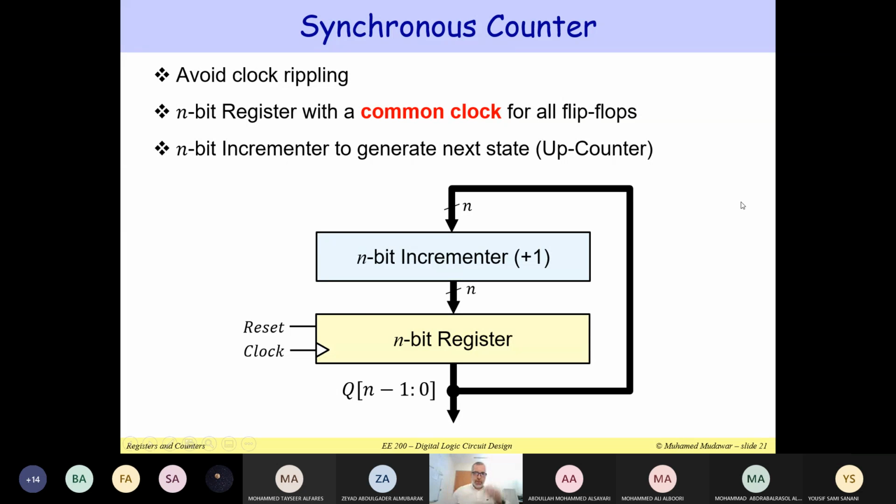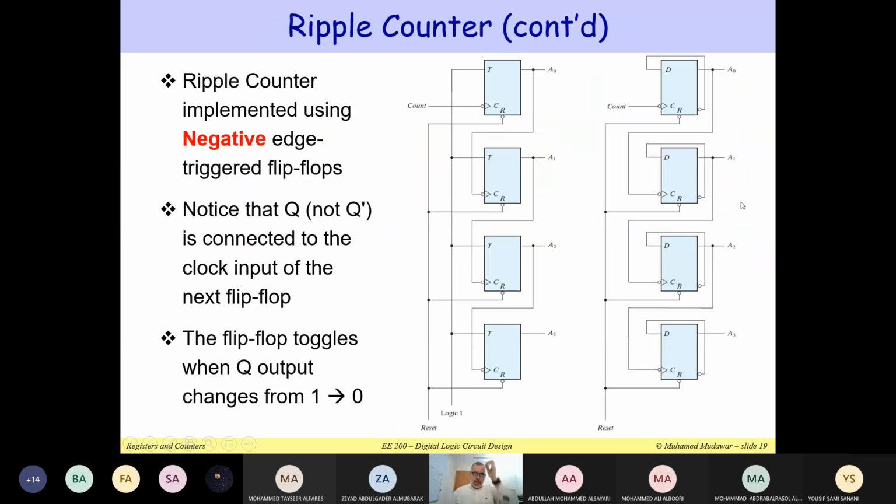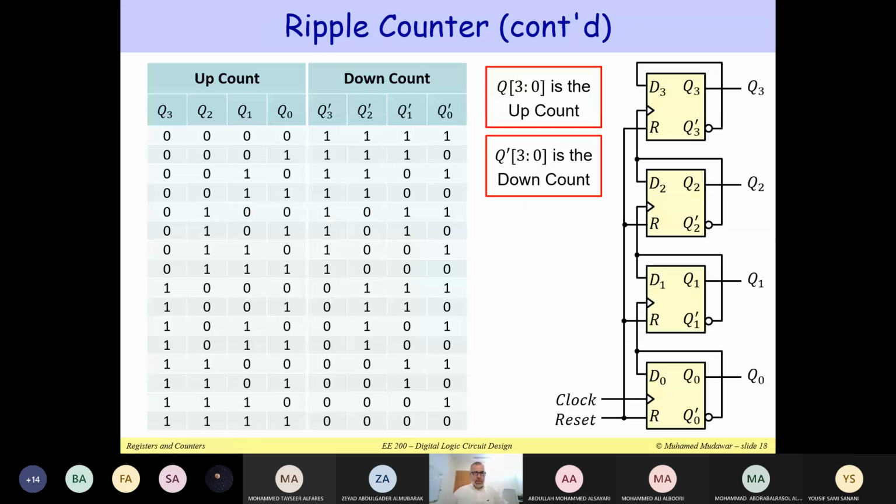Maybe I need to refresh your memory about this. So we have seen three different implementations. We have seen an implementation of the ripple counter, which is shown here, right? Can you see clearly my slide, my presentation? Is it clear? Yes. Okay.